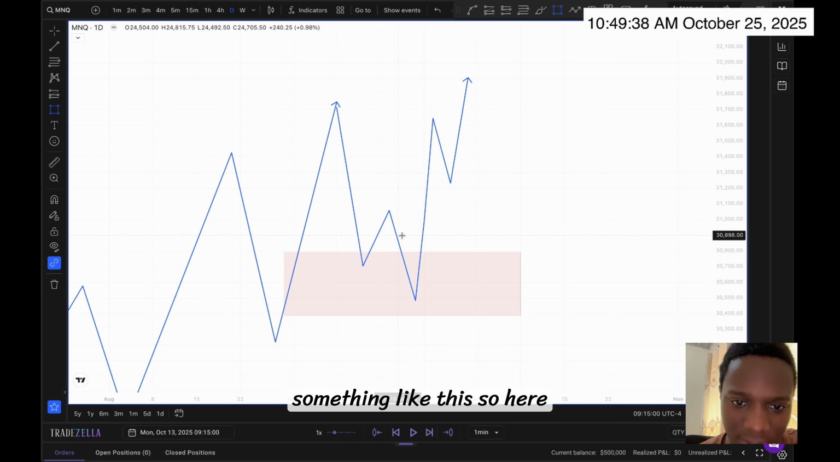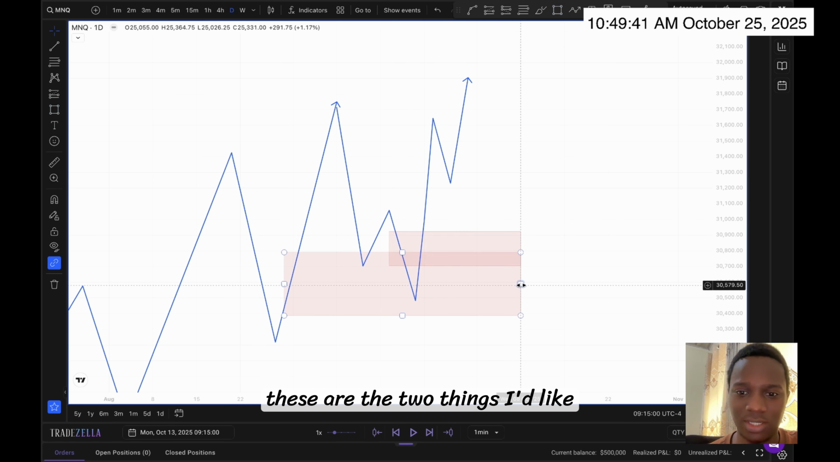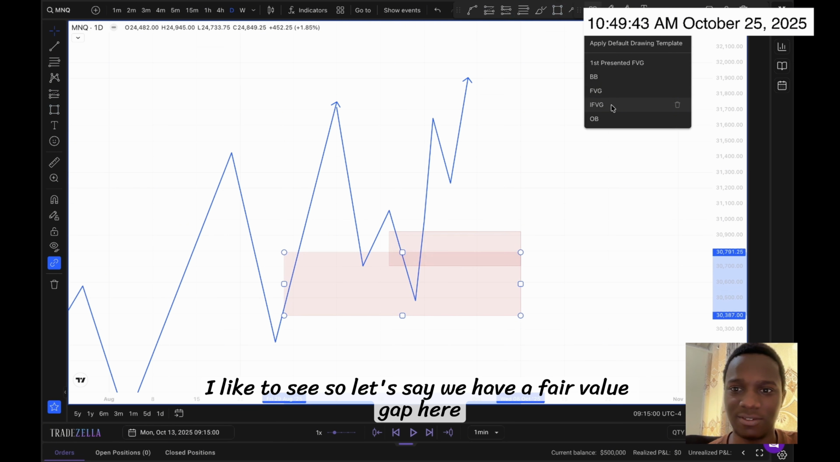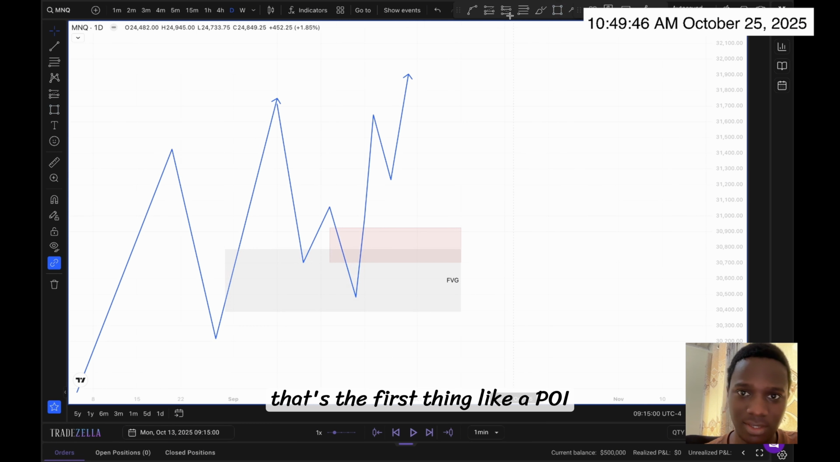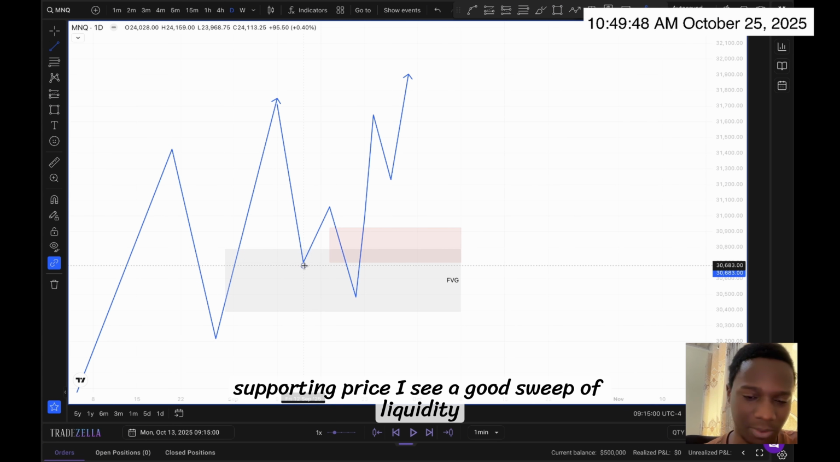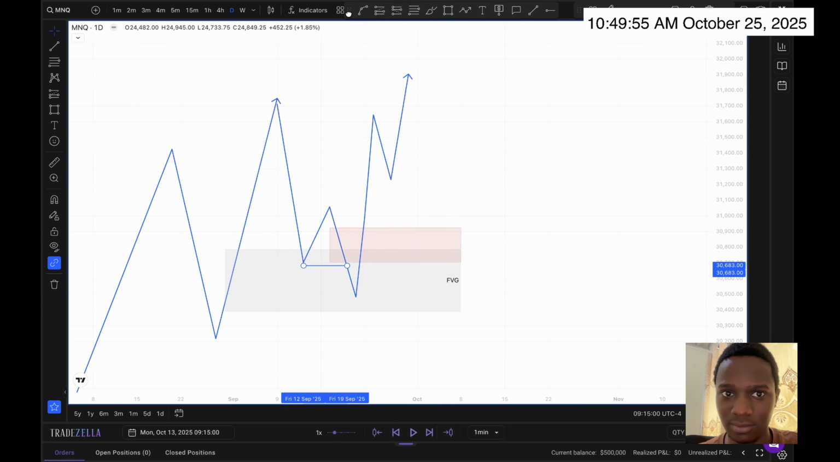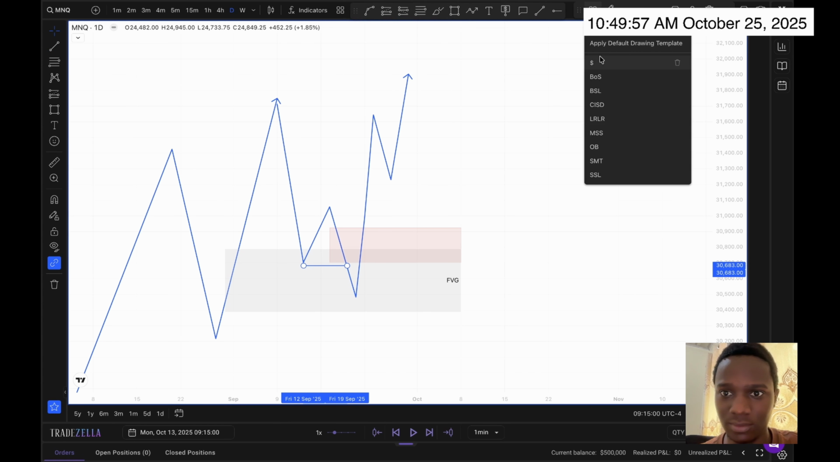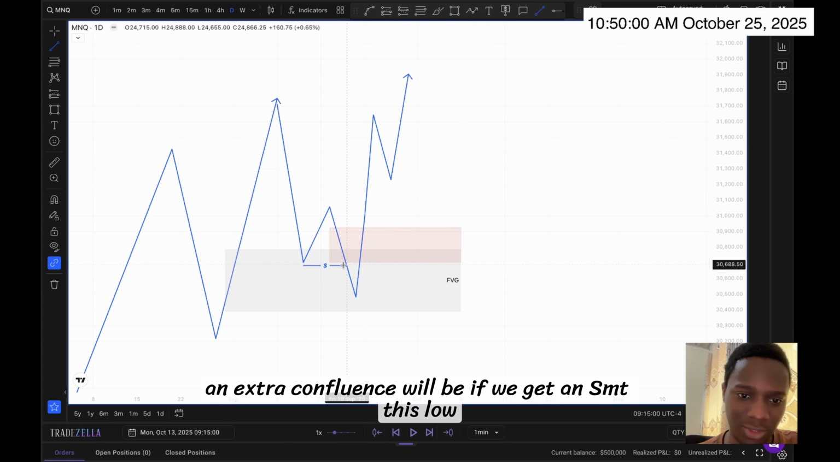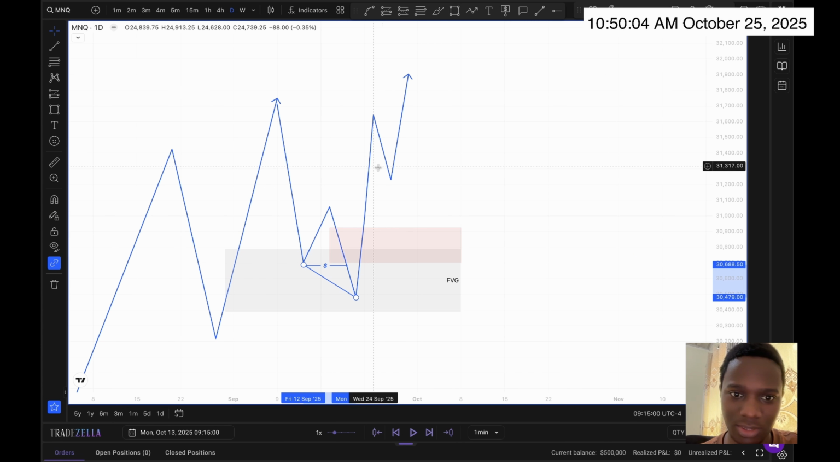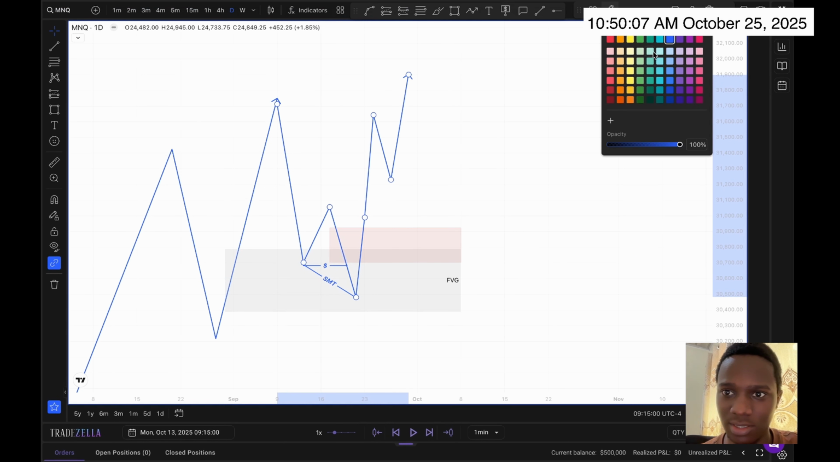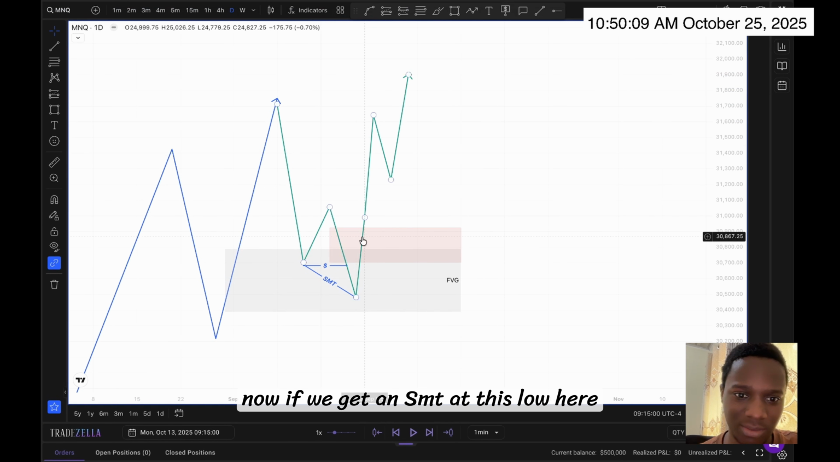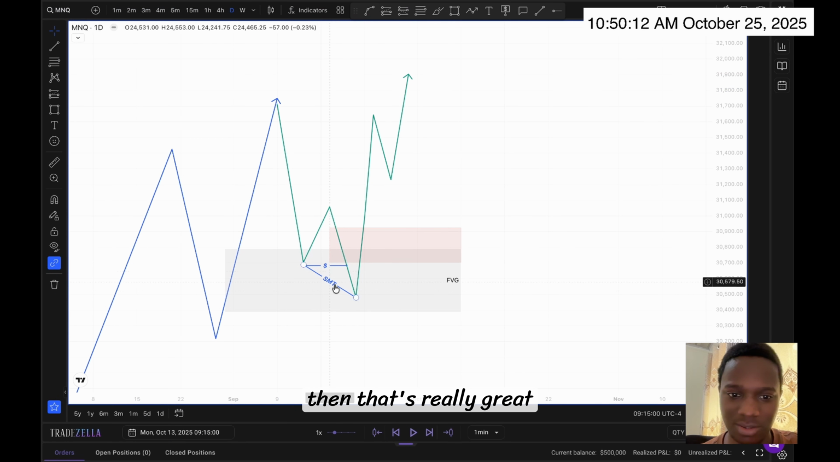So here, these are the two things that I like to see. Let's say we have a fair value gap here. That's the first thing, like a POI supporting price. I see a good sweep of liquidity. Now, an extra confluence will be if we get an SMT at this low. Let's make this another color. Now, if we get an SMT at this low here, then that's really great.